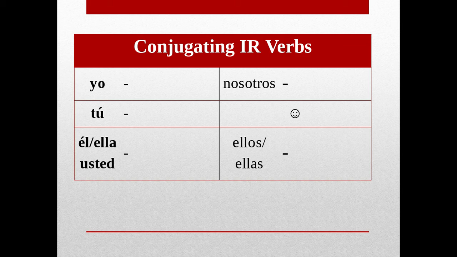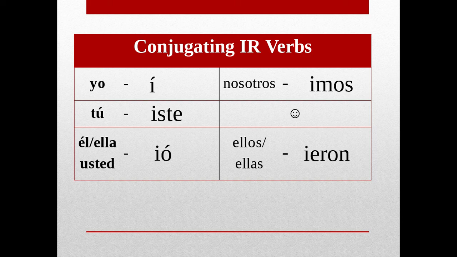Conjugating verbs that end in ER and IR. Your new endings in the preterite are í, iste, ió, imos, ieron. Note, in the present tense, ER verbs end in emos and IR verbs end in imos. But in the preterite, they both end in imos.